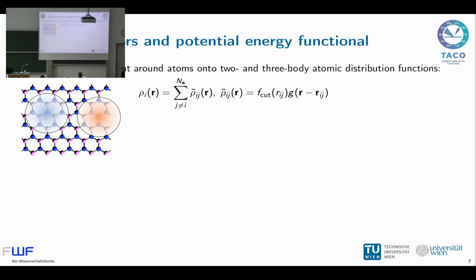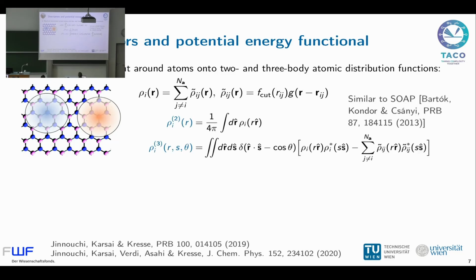Then just one brief slide to tell you what we do about the descriptors and the regression. So the descriptors are based on mapping the local environment around each atom onto 2 and 3 body atomic distribution functions. I'll spare you going through these equations, but essentially it's very similar to the SOAP descriptors, with the difference that we use purely 2-body and 3-body descriptors. If you expand them using radial and angular basis functions, you come up with a bunch of coefficients, which are our actual descriptors.